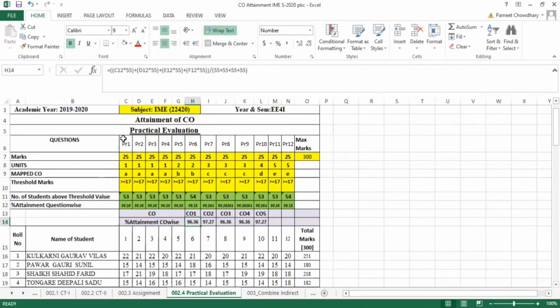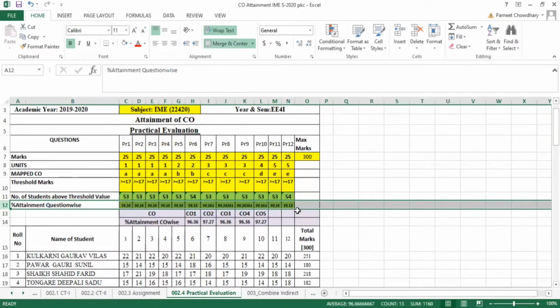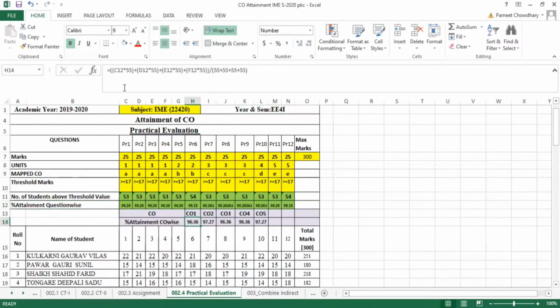Likewise, since my first 4 practicals were for CO1, that is why I have considered the attainment. You see this C12. This is the row which is important for us. So here you see C12, which is this value, multiplied by 55, plus D12, which is this value, again multiplied by 55. Since my first 4 practicals were mapping with CO1, I have taken the first 4 values, that is C12, D12, E12 and F12, and I have multiplied them by 55 each and divided by 55.